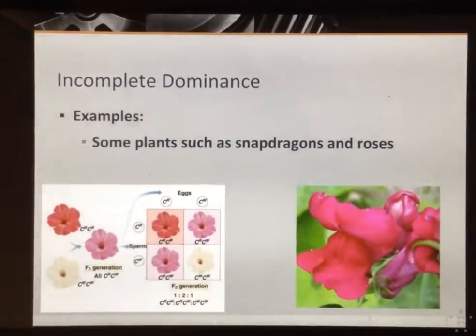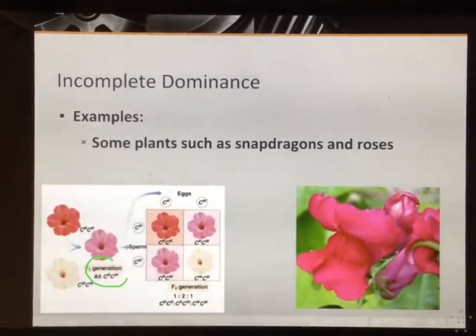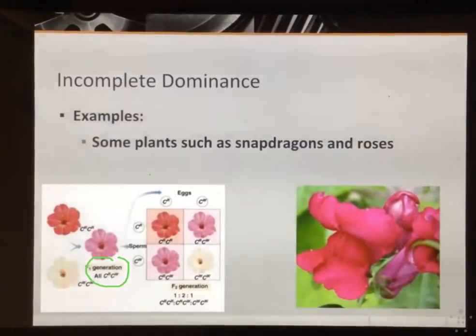So notice the genotype of the individuals here for the pink flowers. There's C big R and C big W. This is how we represent these unique cases within the genetic world. It's not just one letter, it's actually two letters, but one is superscripted.